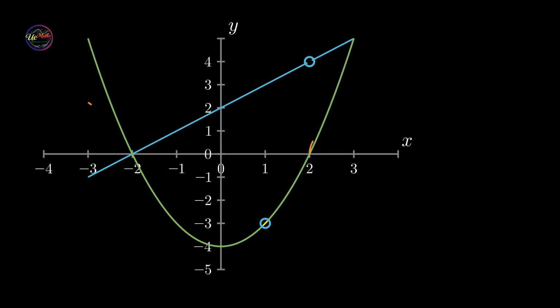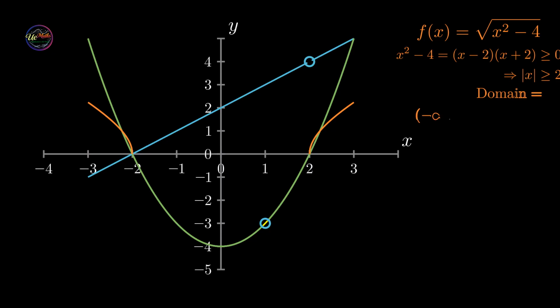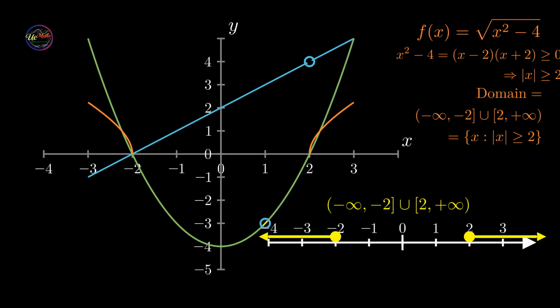The orange curve shows f of x equals the square root of x squared minus 4. The expression inside the square root, x squared minus 4, must be greater than or equal to 0 for the square root to be defined. X squared minus 4 is a difference of two squares. It factors as x minus 2 times x plus 2.